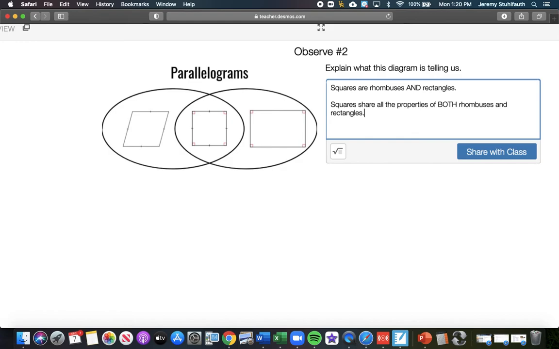So to refresh our memories on parallelograms, we know in parallelograms that opposite angles are congruent. We know corresponding angles are supplementary. We know that opposite sides are congruent, and we know that diagonals bisect each other. So if we take all four of those and combine that with what we just saw about rectangles and rhombuses, what we would find out is that the diagonals of a square are congruent. They are perpendicular. And they bisect each other.